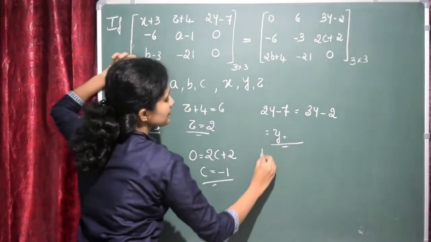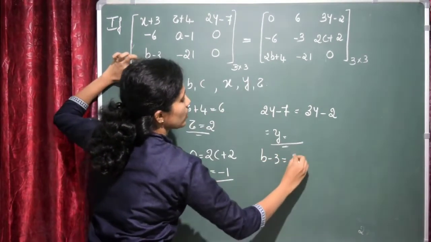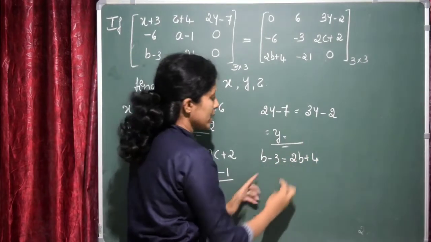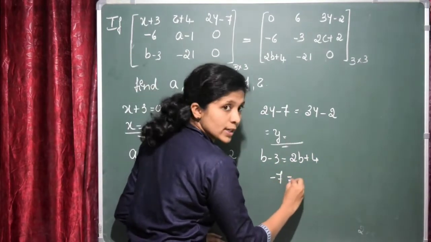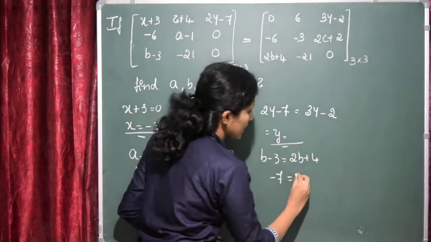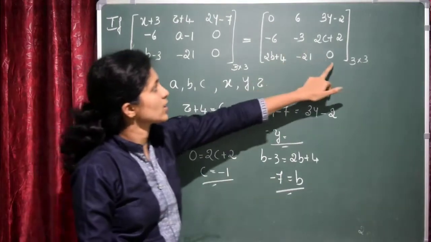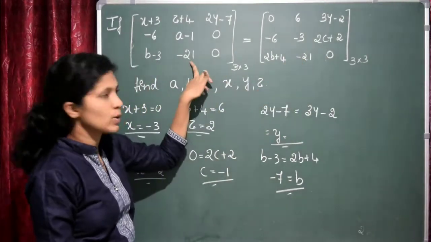Next, b minus 3 is equal to, here the element in the third row, first column. It is here, b minus 3 should be equal to 2b plus 4. So here it is minus 3 minus 4, which is minus 7, equal to 2b minus b, which is b. So the value of b is equal to minus 7. Last one, 0 is equal to 0 and minus 21 is equal to minus 21.